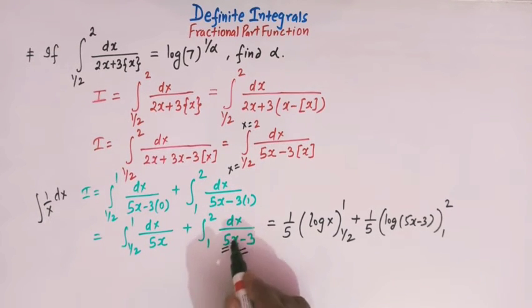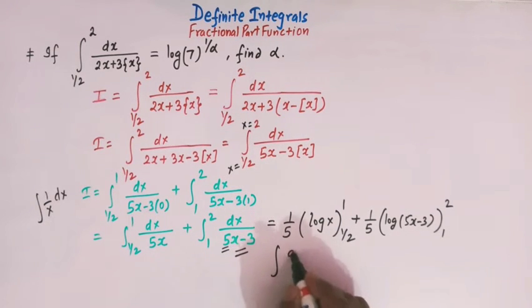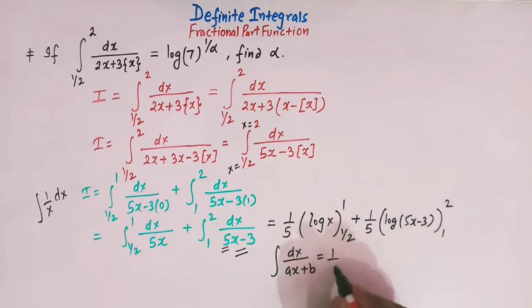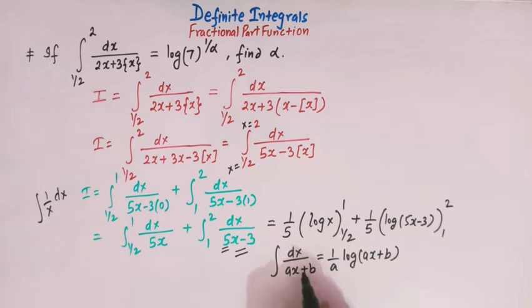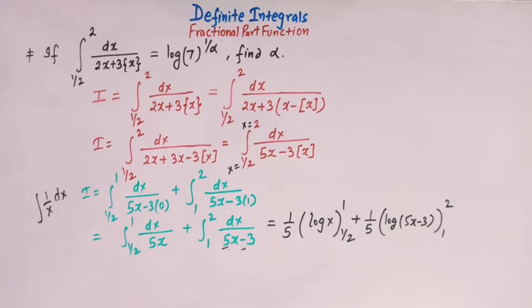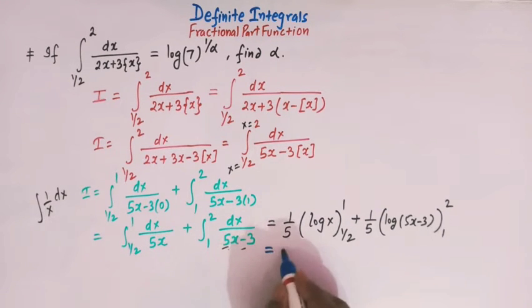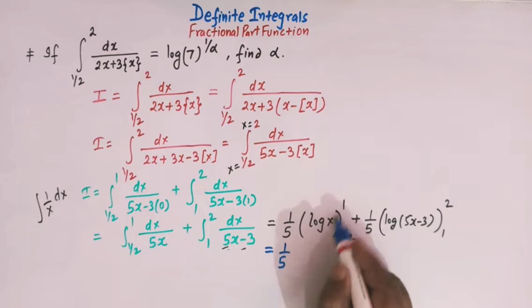Now here we have used the result that the integral of dx over ax plus b is 1 over a log of ax plus b, right? So either we can take here positive sign or negative sign, so we can take plus minus. So now we can simply substitute the limits here.